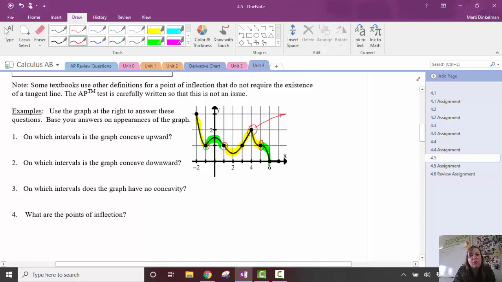Now I would say this particular point is not a point of inflection for a couple reasons. That's because it's concave up to concave up, I think. And the other reason is we don't really have a tangent line that we could draw right there. So there's a couple reasons to me that that one is not a point of inflection.